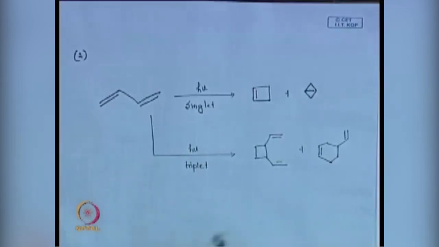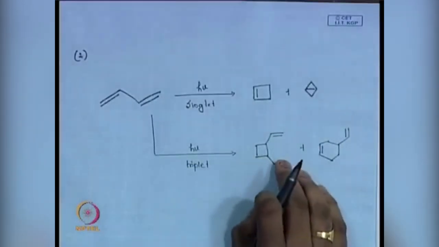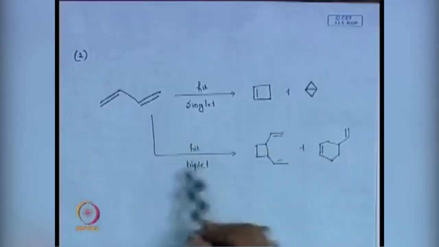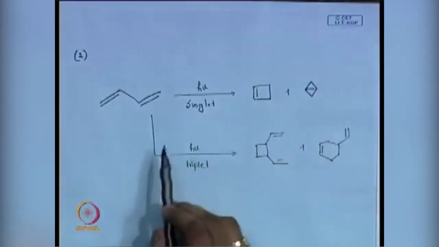Now I say that I want to make this molecule for my synthesis, and then I want to use this product for making natural products or whatever. So I want to take butadiene, photolyze, and I want only this product, I do not want this. I want the chemistry to happen only from the triplet, not from the singlet. So, what can you do? You know pretty well that if I shine light on butadiene, it is going to go to the singlet only and it is not going to do good intersystem crossing. So I will get only the products from the singlet, but I do not want the product from the singlet at all.